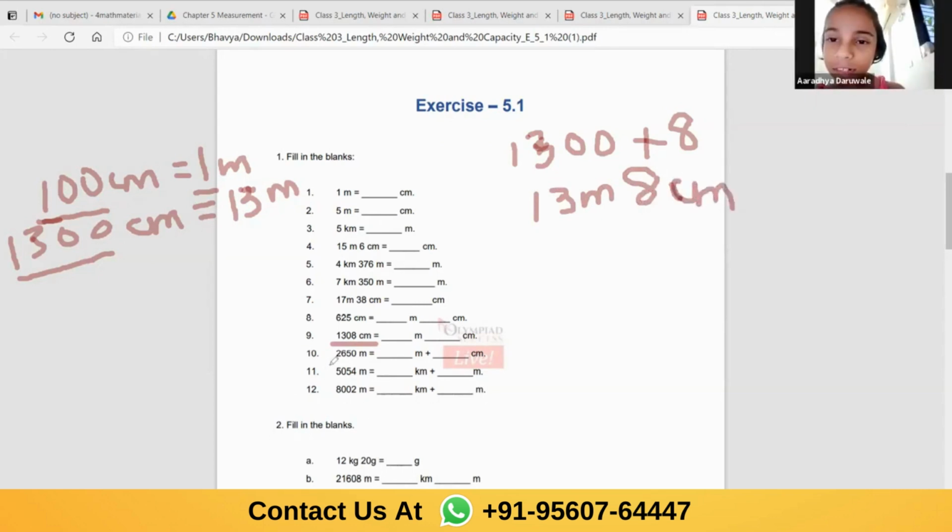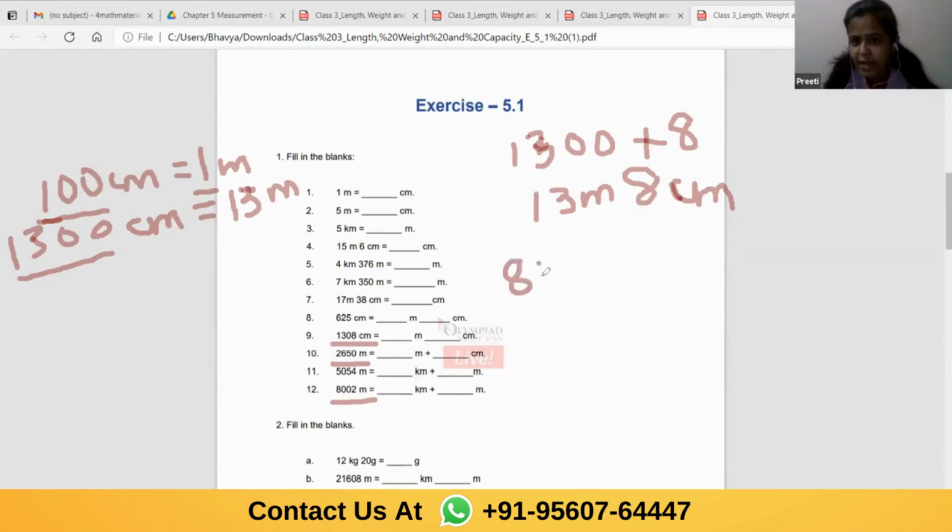And I have a doubt in question number 12. The question says 8,002 meters. Again, I'm going to split it up. Whenever there is a bigger number, always split it up. This is a trick of doing it quickly. I'm explaining this question to you along with a trick. Your class teacher might explain it in a lengthy way when you study this in class. So now 8,002 can be written as 8,000 plus 2.